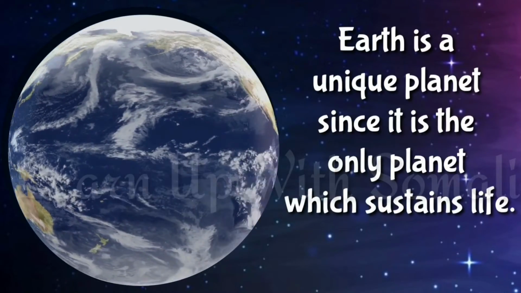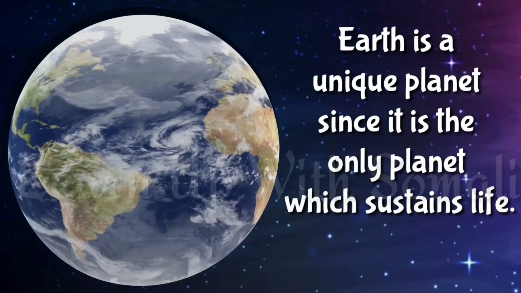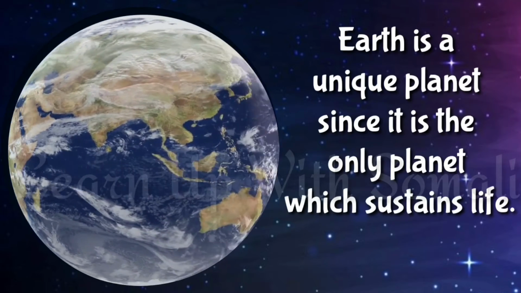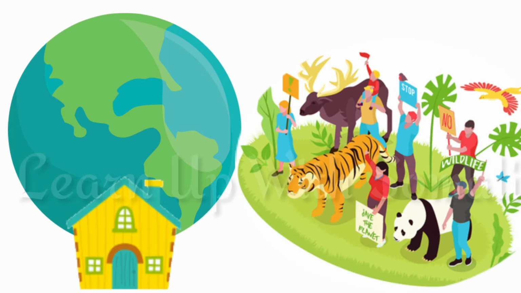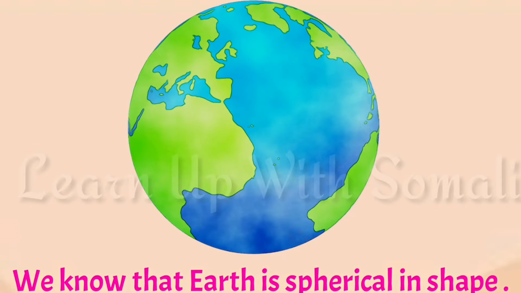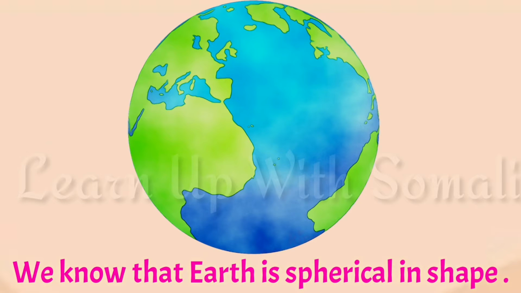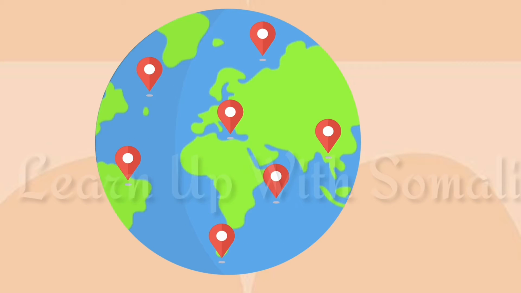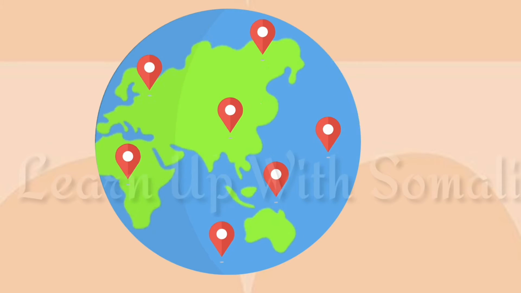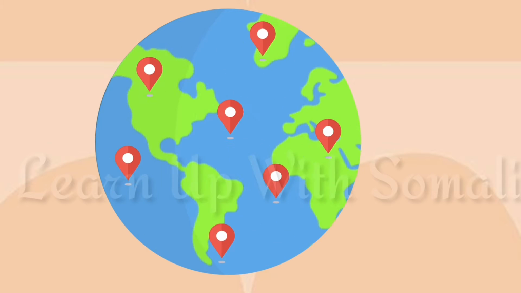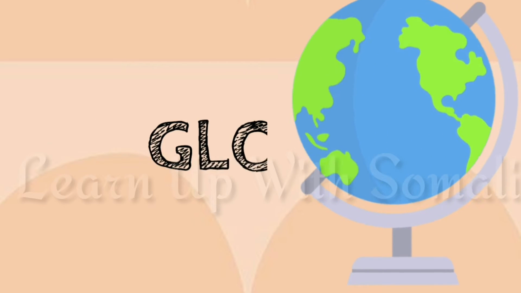Our Earth is a unique planet since it is the only planet which sustains life. It is home to millions of living organisms. There are several factors which have made life possible on Earth. We know that Earth is spherical in shape. To locate a place on the Earth, some points of reference are needed. So let us learn about it with the help of a globe.